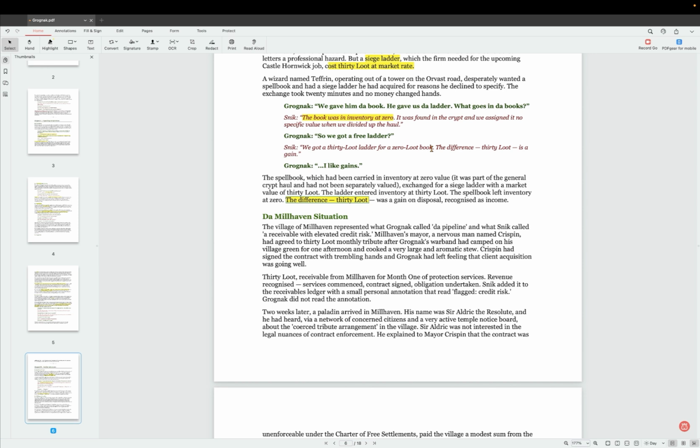The firm enters a protection agreement with the village of Millhaven. Here it is. The contract specifies 30 loot for protection, a receivable from Millhaven for months of protection services. So the services begin immediately, so the revenue is earned. But the company has not yet received the cash, because the firm now has the right to collect payment in the future.